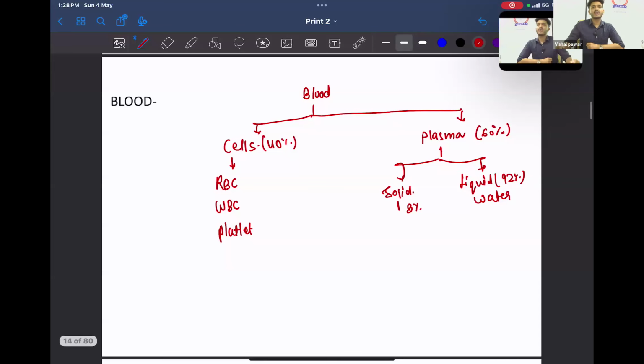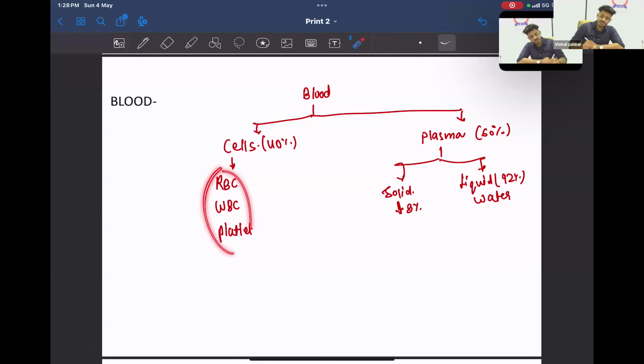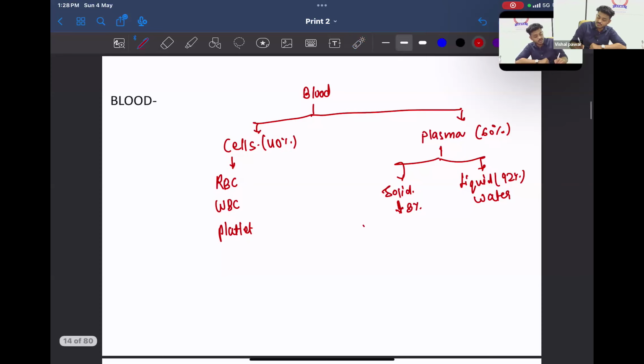The solids can be organic solid and inorganic solid. What you need to remember is that these solids have everything. I'm teaching you about the connective tissue blood. Blood is present in the body and is responsible for all the transport of substances. If I take your blood, what will be there? It will have cells and plasma. In cells, you have RBC, WBC, platelets. In plasma, you have liquid, 92% water. Apart from that, solid will be there.